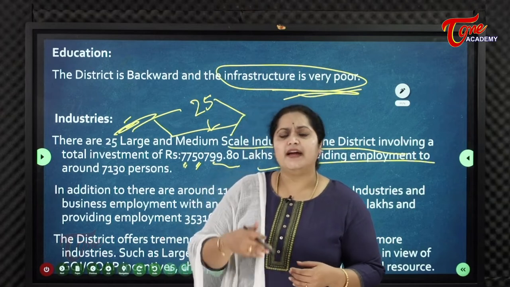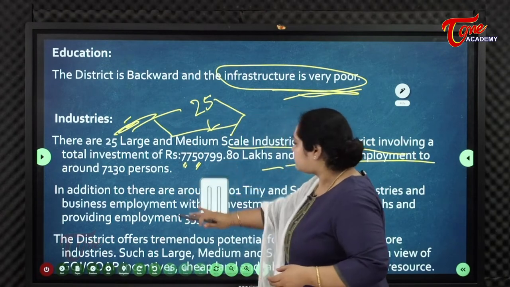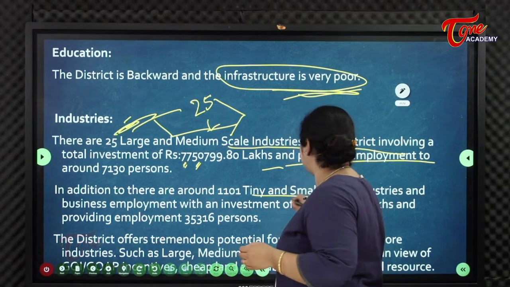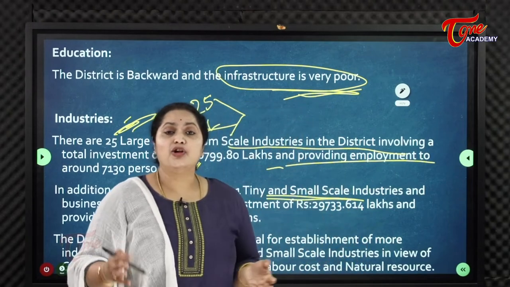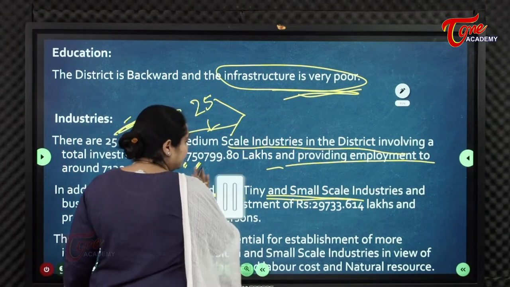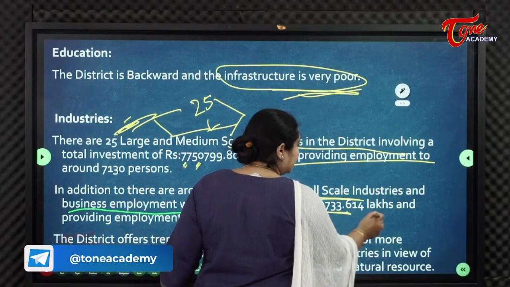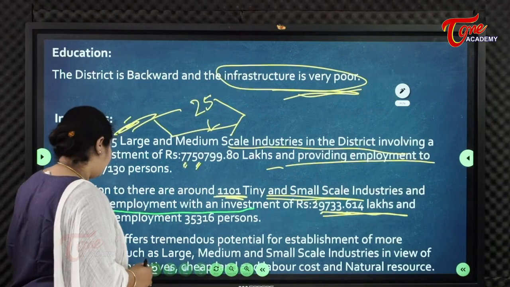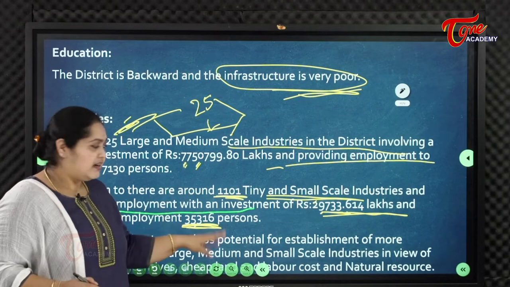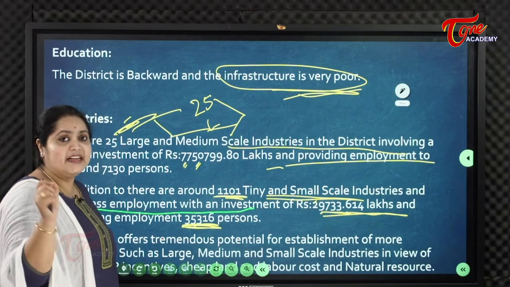They do have jute mills and other mills, handicraft mills. Apart from large and medium scale industries, the district of Srikakulam also has tiny and small scale industries, more than large scale industries. It has nearly 1100 tiny and small scale industries and businesses with an investment of 29,733 lakhs and providing employment to 35,316 people. Large scale industries provide hardly 7,000 employment, but tiny and small scale industries provide nearly 35,000 employment.